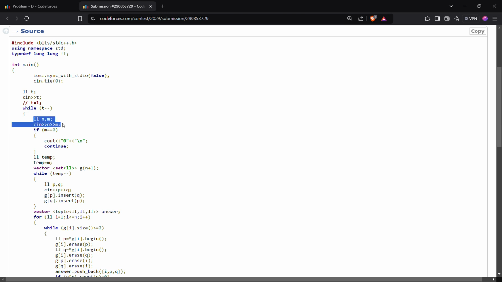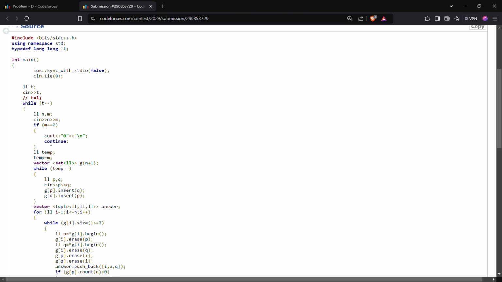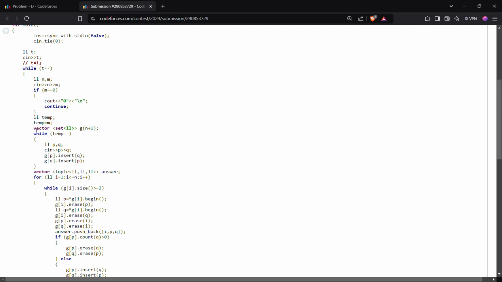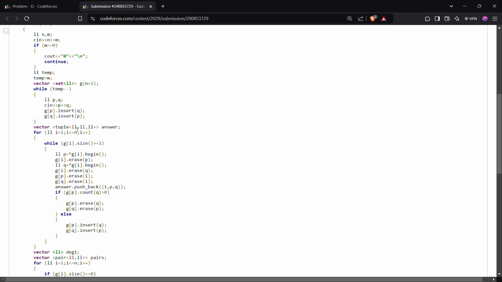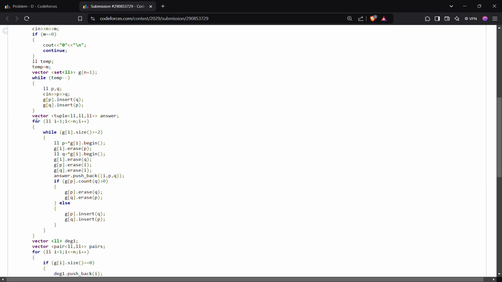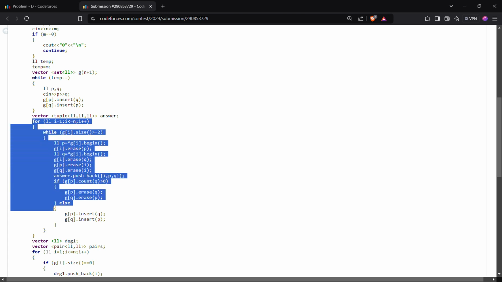So basically, reading the input. If m is 0, so basically there are no edges, then the graph is already cool, so outputting 0 and proceeding to the next test case. Again taking the input, and I am modeling the input graph as an adjacency list. Storing the steps in this answer vector, and this for loop is step 1.